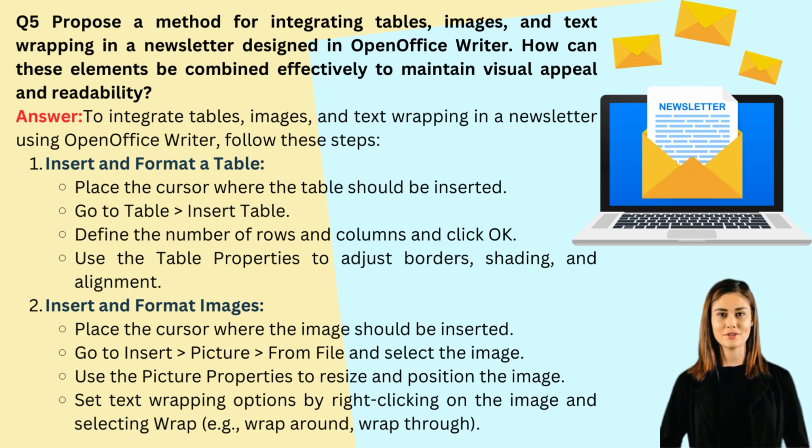2. Insert and format images. First, place the cursor where the image should be inserted. Second, go to Insert, Picture, From File and select the image. Third, use the picture properties to resize and position the image. Fourth, set text wrapping options by right-clicking on the image and selecting Wrap. Example: Wrap Around, Wrap Through.